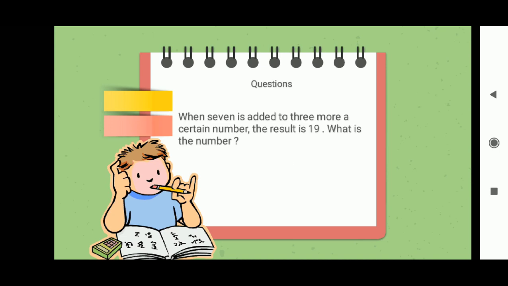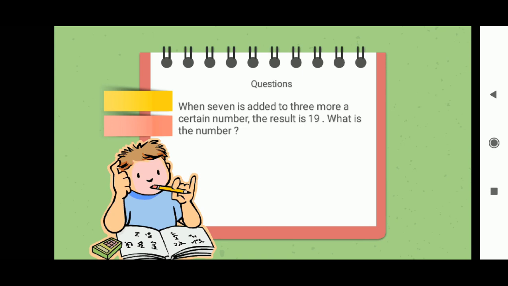Question number 1. When 7 is added to 3 more a certain number, the result is 19. What is the number? Answer: 7 plus 3 plus x is 19. 7 plus 3 is 10. So 10 plus x is 19. x is 19 minus 10, so that x is 9.